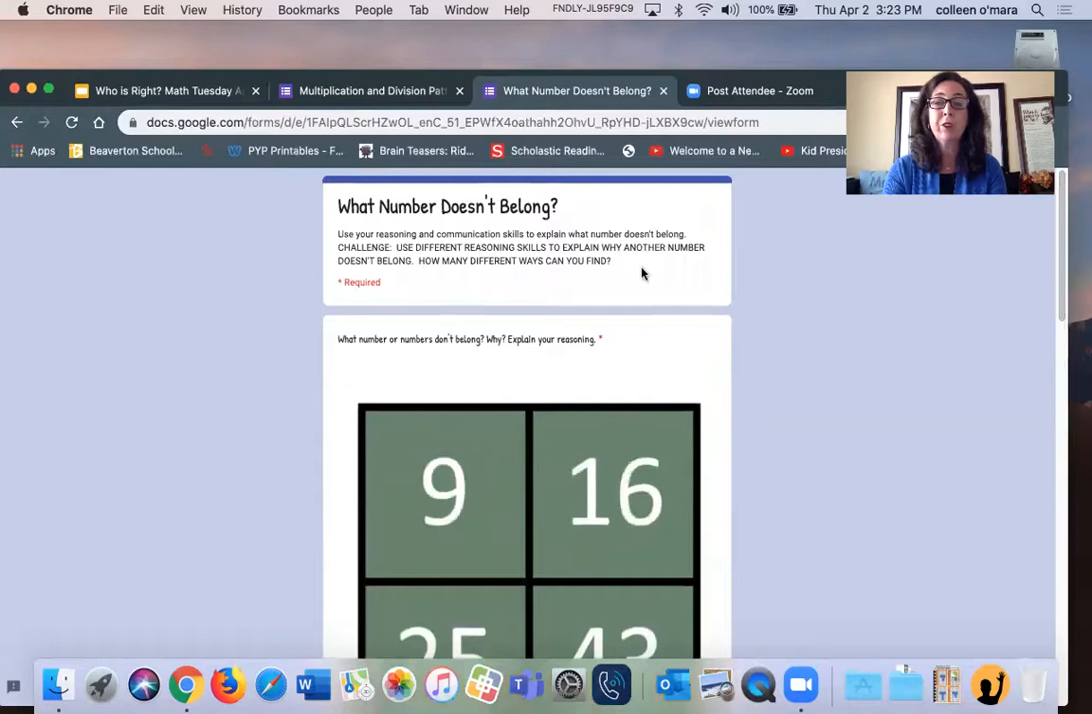Here's a challenge for you guys who like the challenges. Use different reasoning skills to explain why another number doesn't belong. How many different numbers that don't belong can you think of? So go ahead and take a look at that.